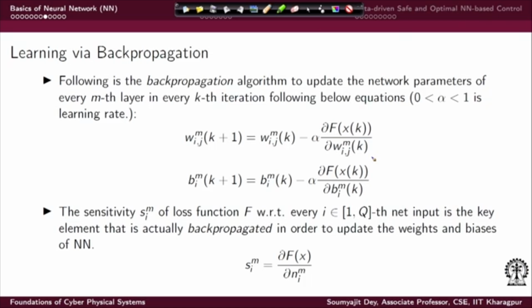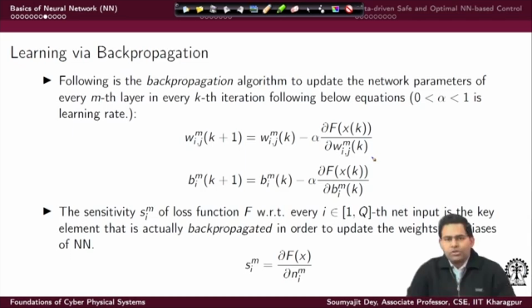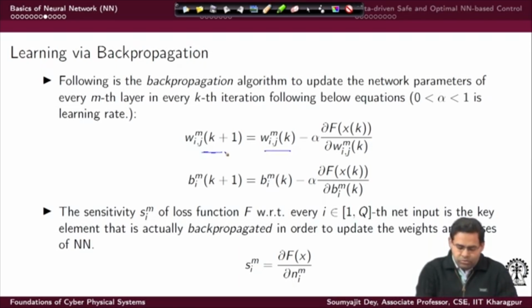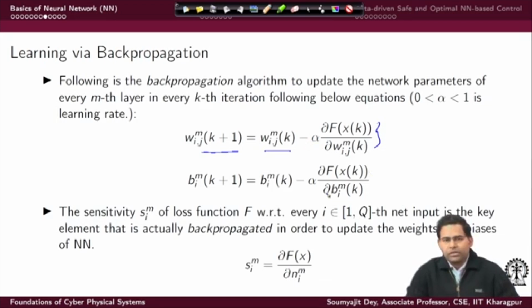Suppose you have a multi-layer network, and in some mth layer you want to update the weights, the wij weights, and the bias bi from some value to this. This is the value that has been updated in the kth step, and this is the value that will be updated in the k plus 1th step. The idea was that this gradient is going to be computed, multiplied by the learning rate, and then accordingly the weight and the bias is going to be updated.